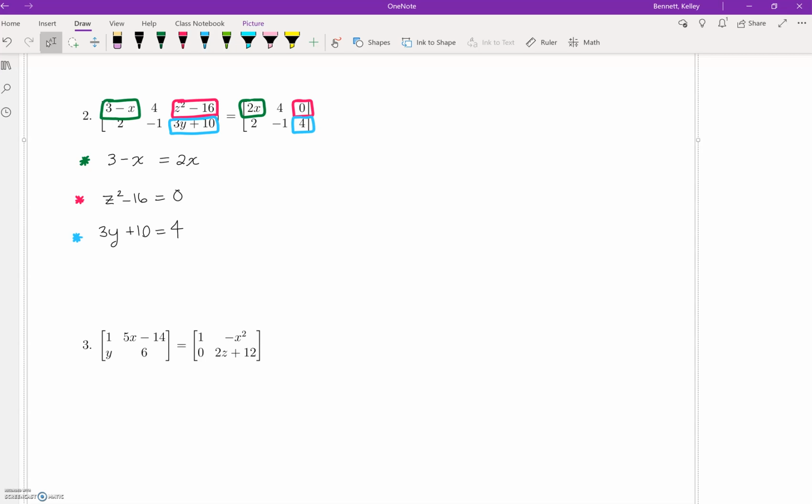So now that we have the equations pulled from the equality of the two given matrices, we can go ahead and solve them.